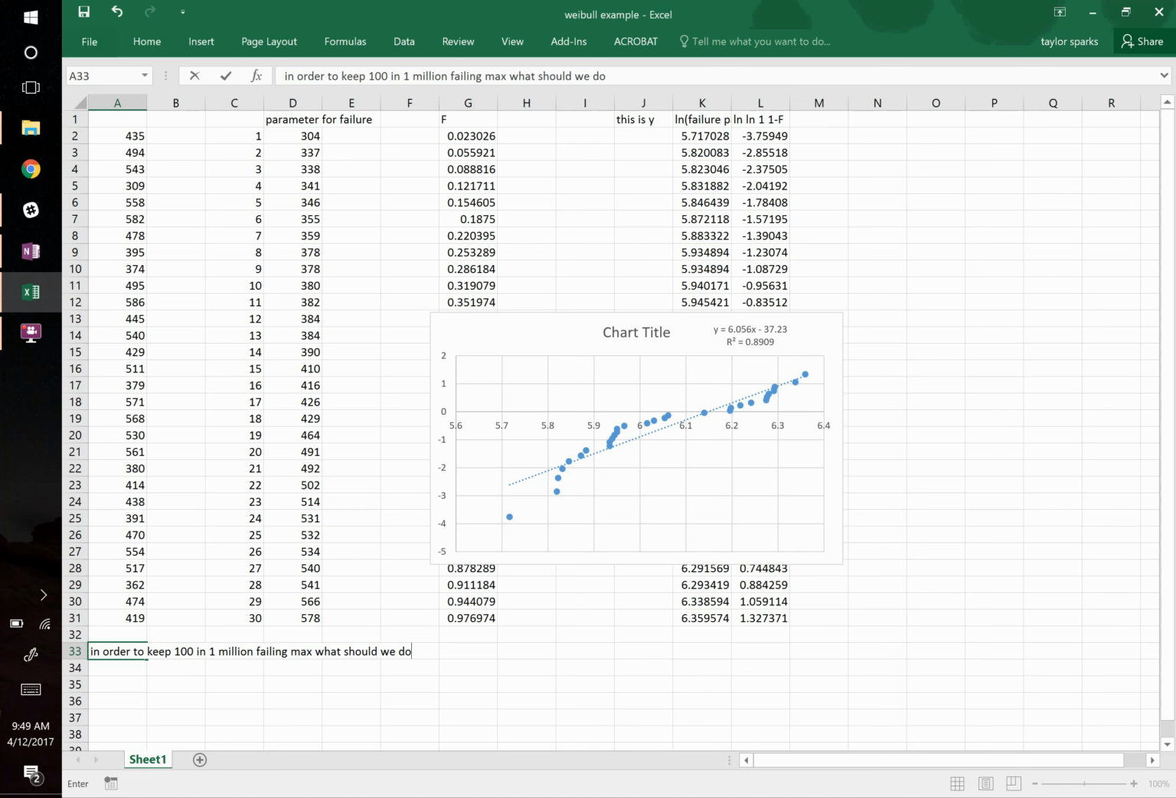What should we do? Lower the stress? Sure. That's always a general rule of thumb. Like lower the stress and more will survive. But how do we be quantitative about it?